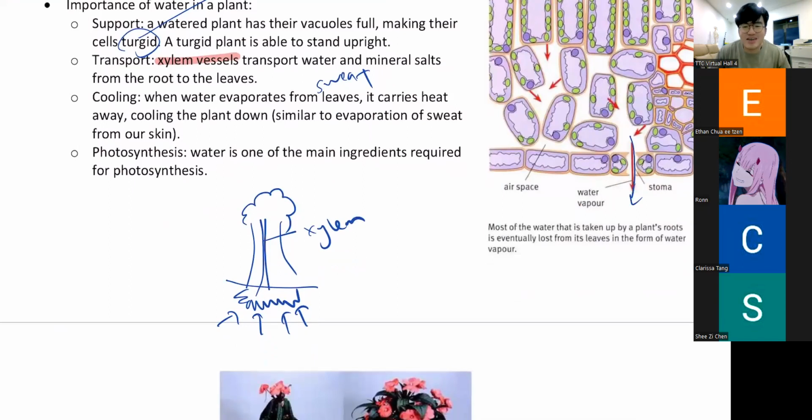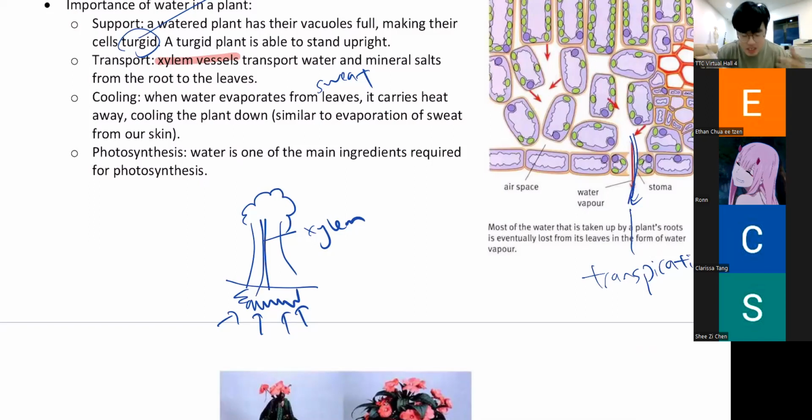I think we learned this in year 8, right? If you remember. So plants, when they lose water, this process is called transpiration. You see, perspiration. When we sweat, it's called perspiration. So when plants lose water, it's called transpiration. This is the sweating of a plant. Plants also need to sweat to cool themselves down, and also cool the environment down.